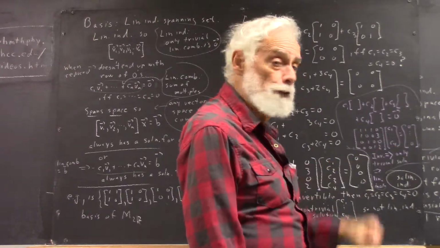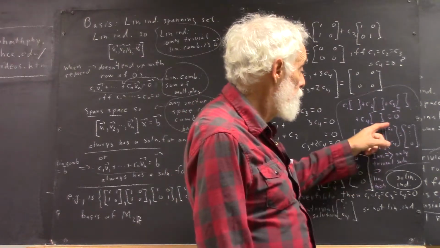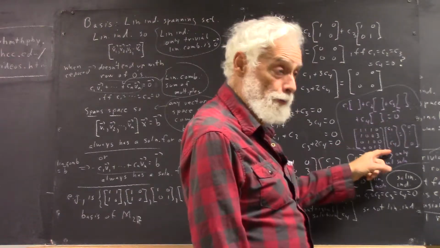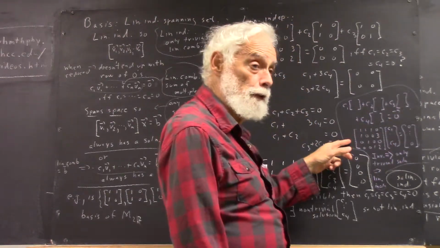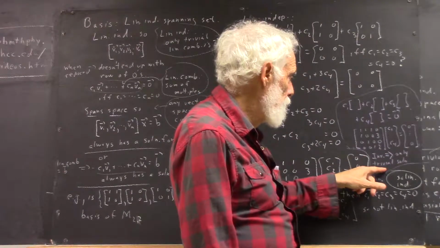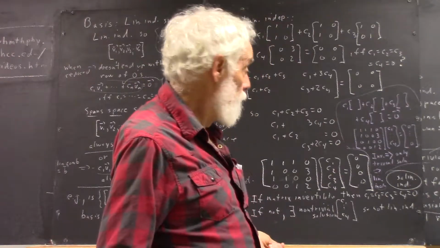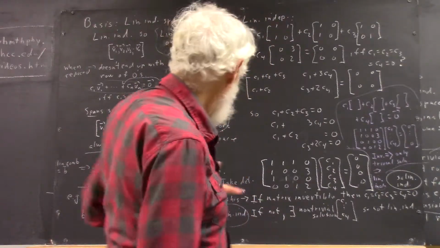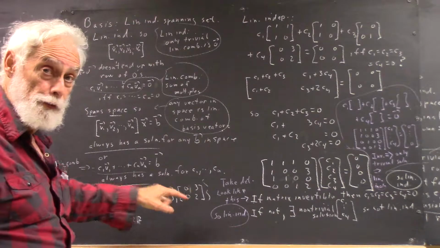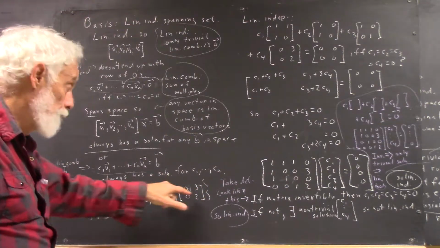And this matrix equation gives you the trivial solution only for C1 through C4, if and only if this matrix is invertible. So if the matrix is invertible, it means we get only the trivial solution, meaning that the vectors are linearly independent. The vectors being these four matrices, because again, we're treating this M22 as a vector space.